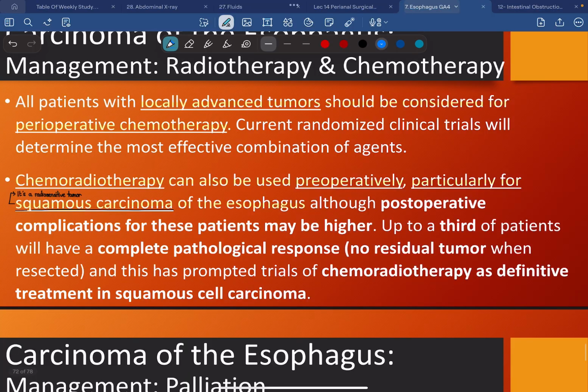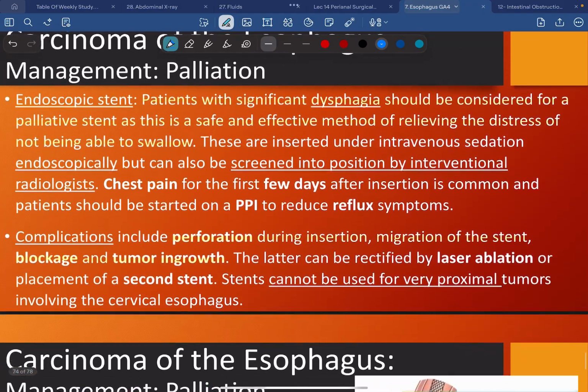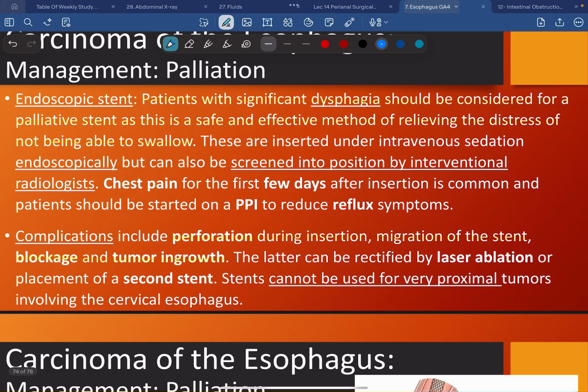Remember, squamous cell carcinoma is a radiosensitive tumor which responds very well to radiation, but not the adenocarcinoma. Some cases end with complete resolution of the tumor with radiation, and when they resected the specimen, the histopathology showed no residual tumor. Most of the patients are treated palliatively, unfortunately, because there is no chance for curative treatment in these late cases.